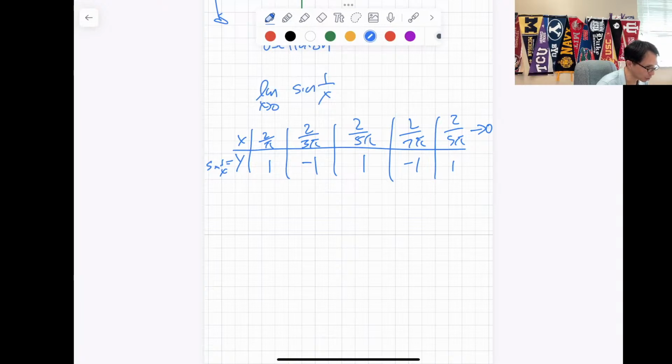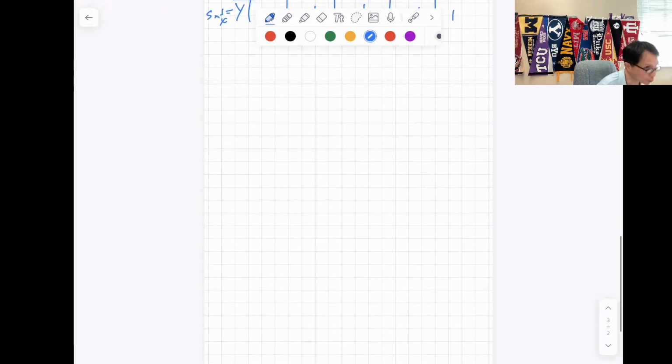Okay, so that's oscillation. There you go. So there are 3 situations where the limit does not exist. First is the limit from the left does not equal the limit from the right. Second is unbounded behavior. Third is oscillation. Okay, so we finished talking about this. Now we're going to talk about the graphical approach.